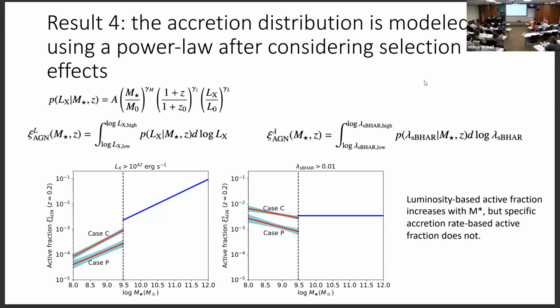And we found that the luminosity-based AGN fraction increases with stellar mass, but the specific accretion rate-based AGN fraction generally doesn't. It more or less follows a flat trend between the dwarf galaxies and also the massive galaxies.